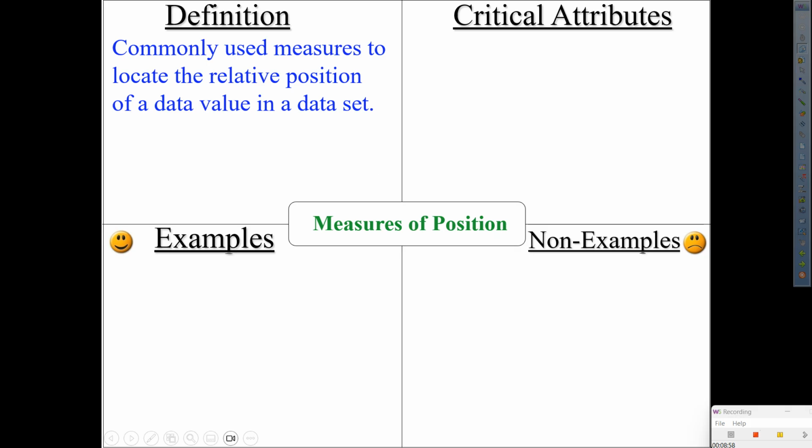Commonly used measures to locate the relative position of data values in a data set. I'll repeat that again. Commonly used measures, notice that's the beginning for all 3, to locate the relative position of a data value in a data set.